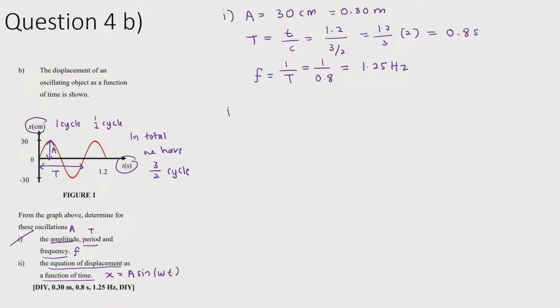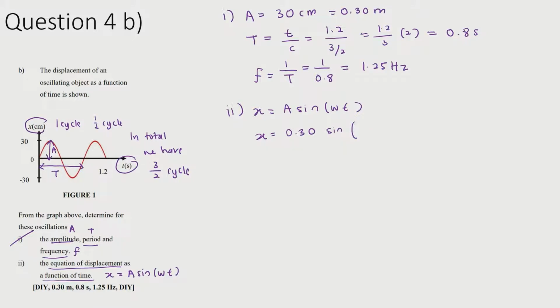Let's look at question number 2. The equation of displacement as a function of time. So as we can look from this graph, it is a sine graph, positive sine graph. So x equals to A sine omega t. And we know our amplitude. Our amplitude is 0.30 meter sine our omega.